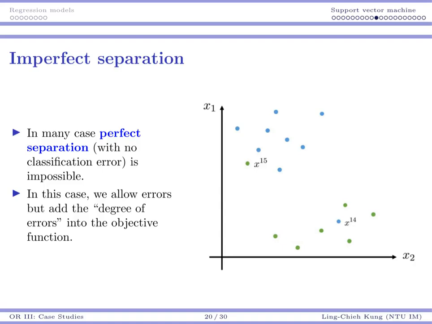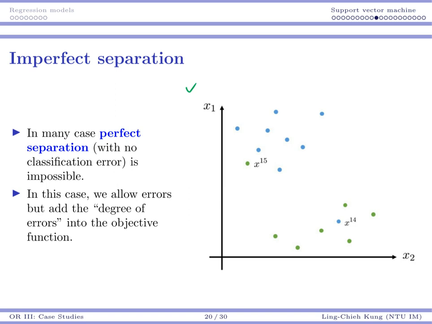Well, that was good, but there's still one thing that we have not solved. In practice, perfect separation in many cases is impossible. So let's take a look at this example. When someone gives you a data set, it's possible that your blue dots and the red and the green dots are somewhat mixed.